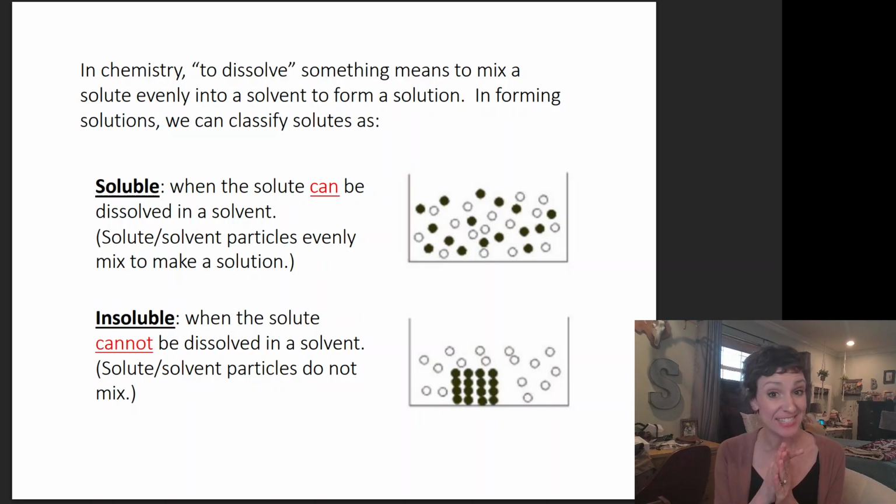We can classify solutes as either being soluble or insoluble. Now, soluble means when the solute can be dissolved in a solvent. So here I've got my black little solute particles mixed pretty evenly throughout with the white particles here. Okay, that looks like a uniform solution to me. We would call that black substance a soluble solute.